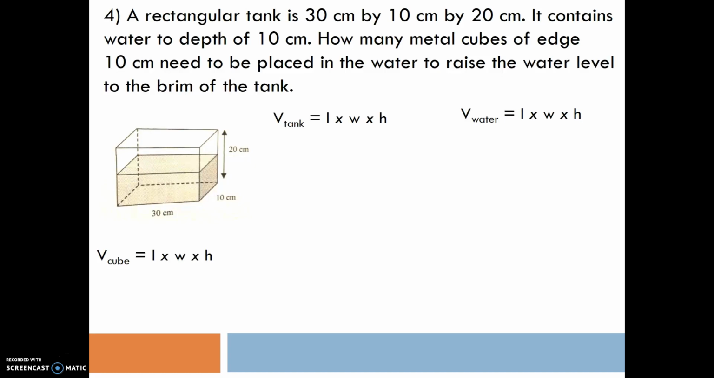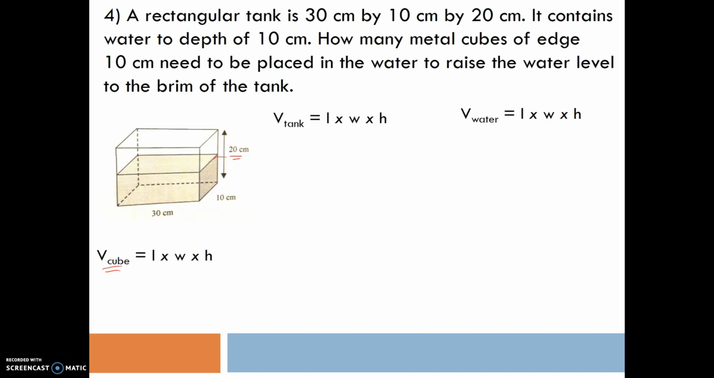Okay, let's think through this problem really quick. What we can do is find the volume of the tank, and then we can find the volume of the water, and we can find the volume of the cube. And we're going to need to figure out how much water we need to go to the top, right? So what volume of water do we need? And basically it just needs to double. So since the height is 20 centimeters and we have 10 centimeters filled with water, we're going to need double the amount of water to fill the tank. So that difference is how many cubes we're going to need.